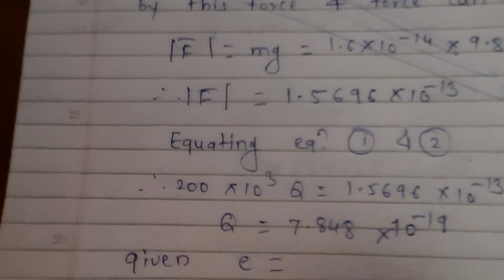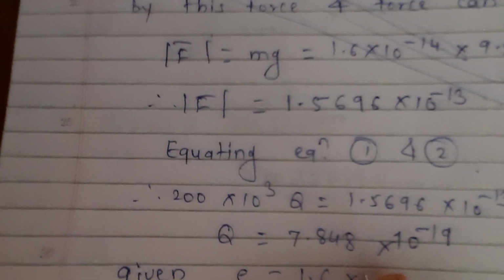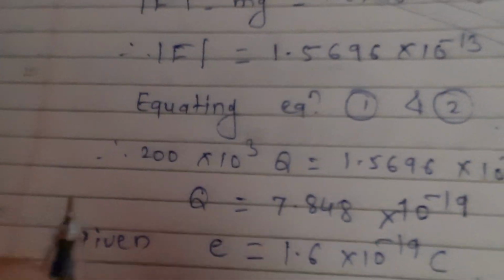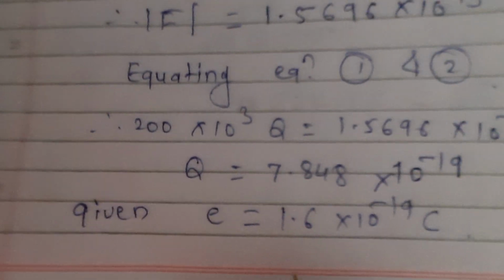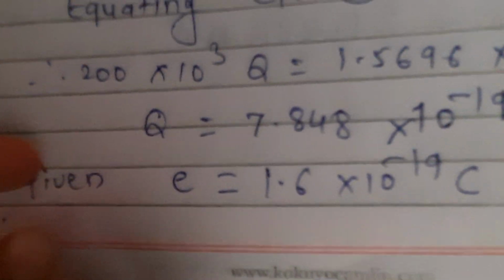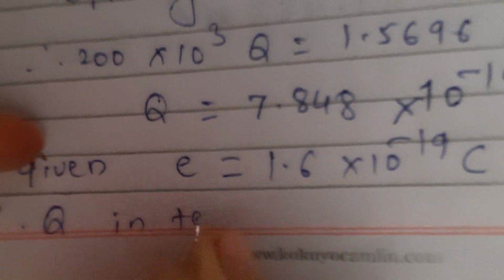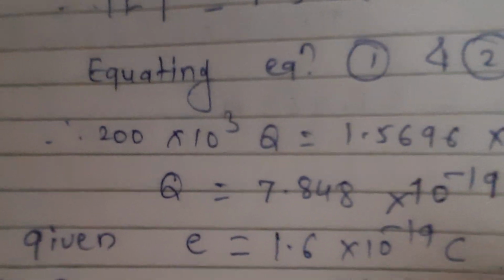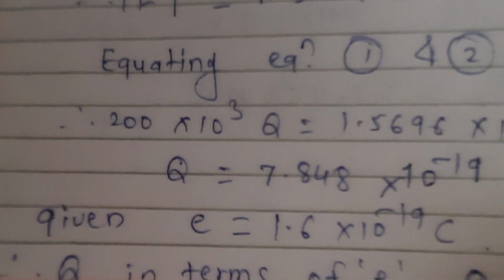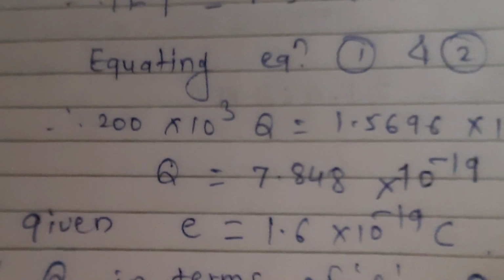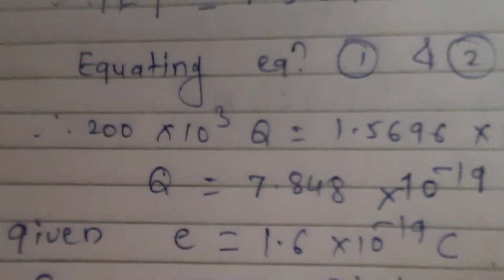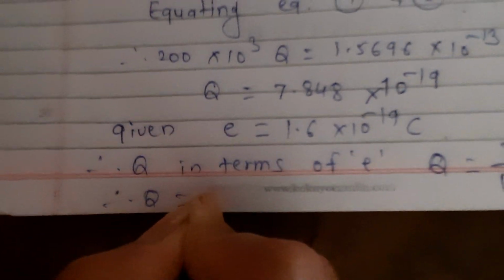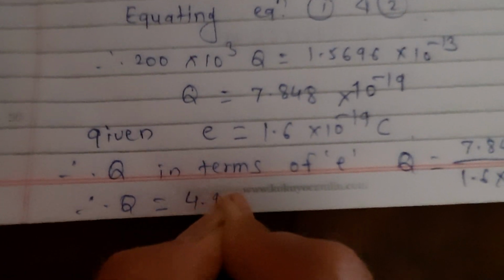Also, what is given in the problem? Given e is equal to 1.6 into 10 raised to minus 19 coulomb. Here the term Q is to be expressed in terms of e. So Q is equal to 7.848 into 10 raised to minus 19 divided by 1.6 into 10 raised to minus 19. So the value of Q is 4.905 e.